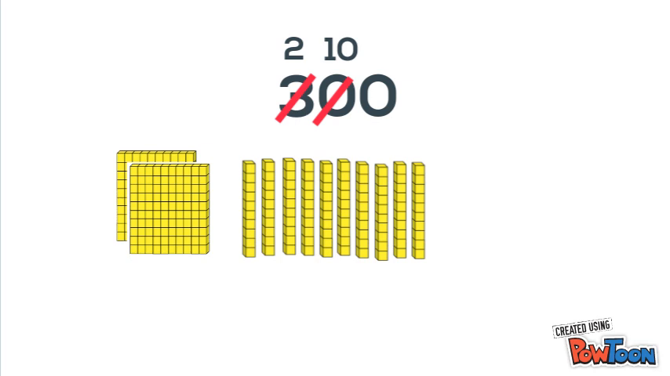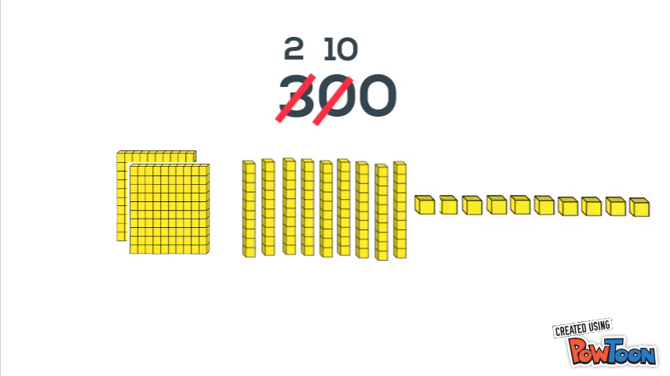Now we can rename our number again by unbundling one of the tens and turning it into 10 ones. Again, we're not changing the value of the number when we do this, we're just looking at it from a different perspective. So now we can say that 300 is the same as 2 hundreds, 9 tens, and 10 ones.